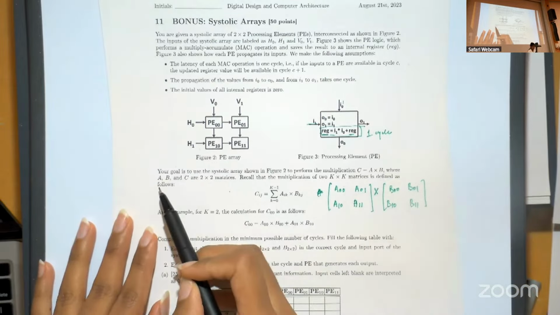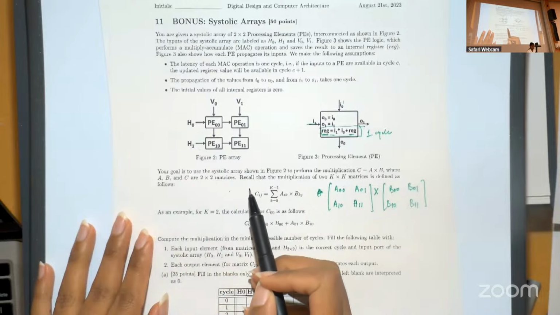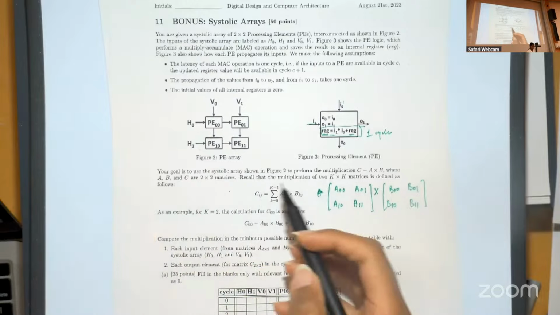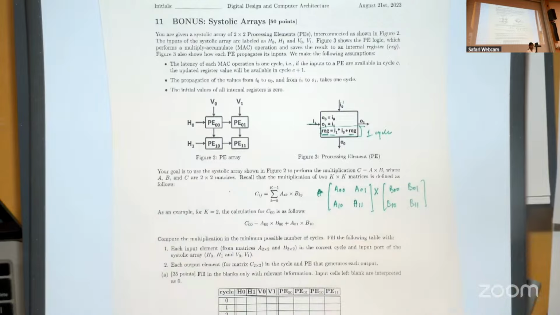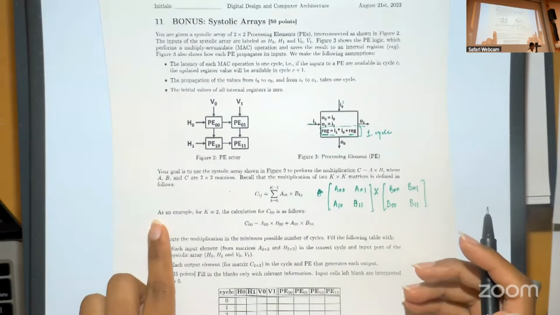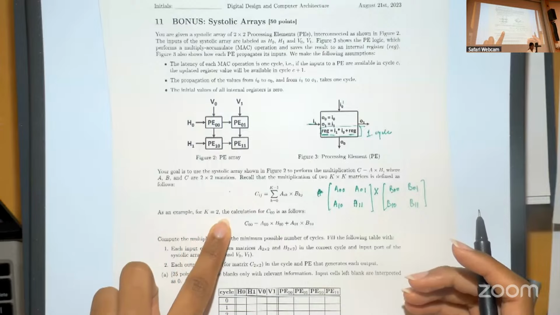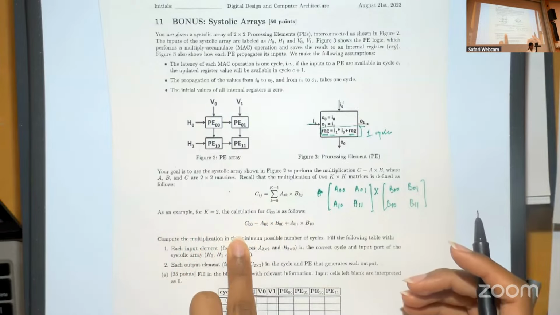Okay. Where A, B, and C are 2 cross 2 matrices. Recall that the multiplication, so this is how they are telling you how to do the matrix multiplication. I think you all know this. So as an example, for k equals 2, the calculation for C00 is shown as follows.